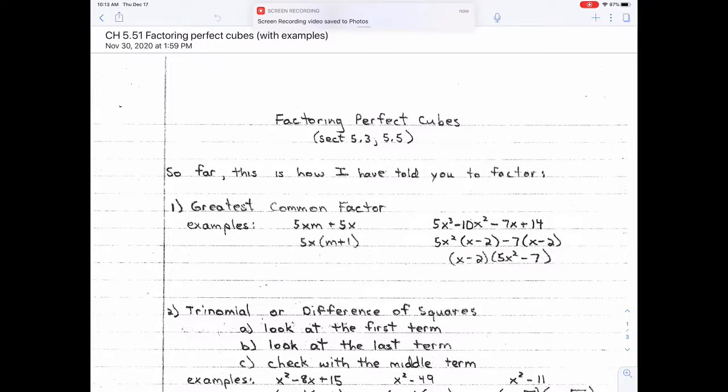Today we're going to add something to factoring, and I mean something completely new, not some sort of variation on the ones we've done before. But first of all, I just want to review very quickly what I've told you to do in the past. You should know all this already. This is not new. I'm not going to spend a lot of time on it.